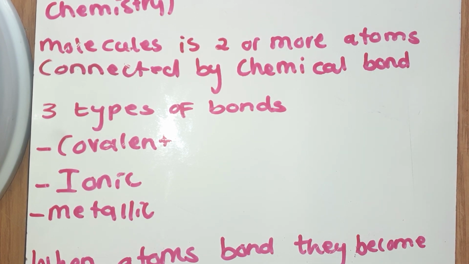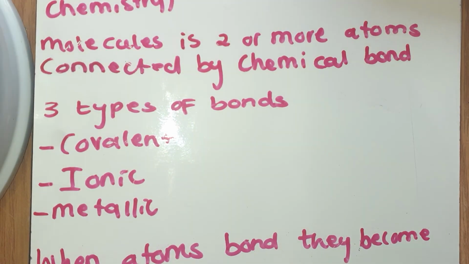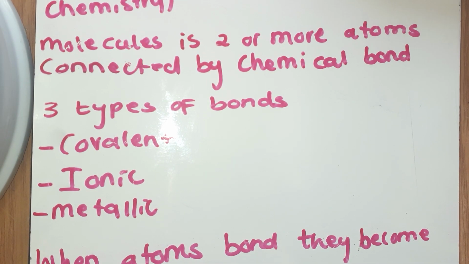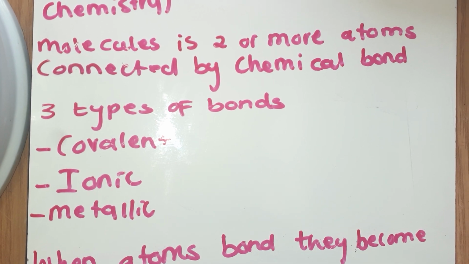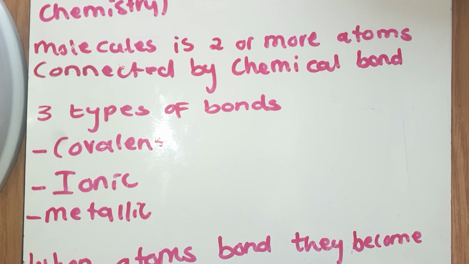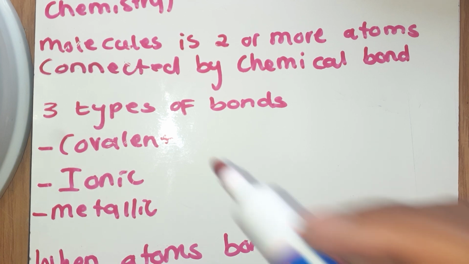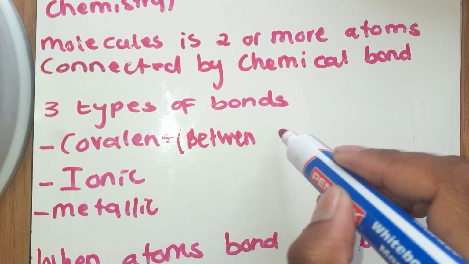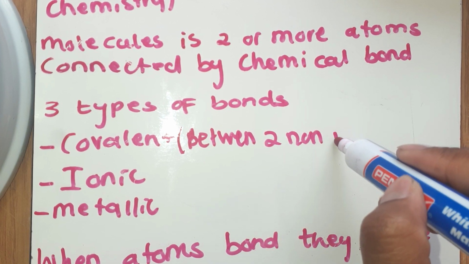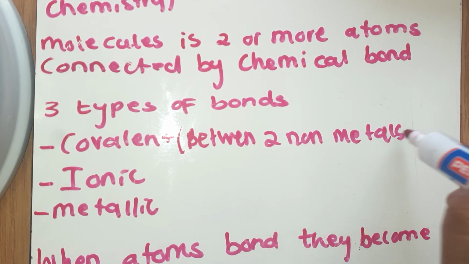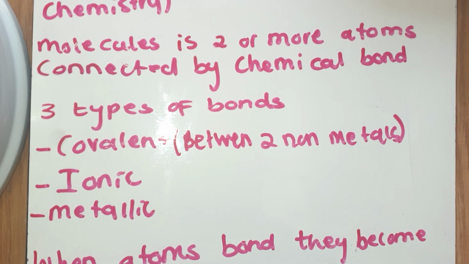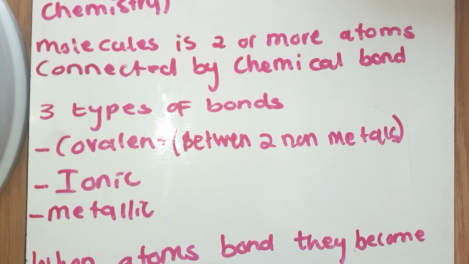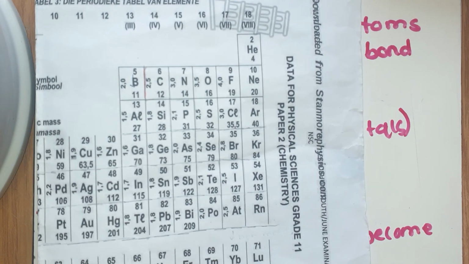So we have three types of bondings. We have covalent bondings, which is number 1. And covalent bondings are bonding between two non-metals. So you are in grade 12 and now you should know metals and non-metals.